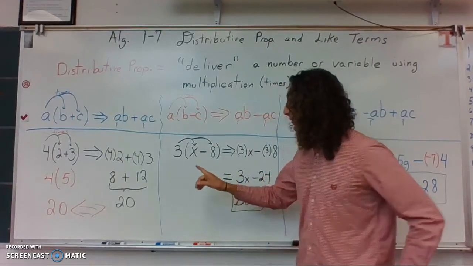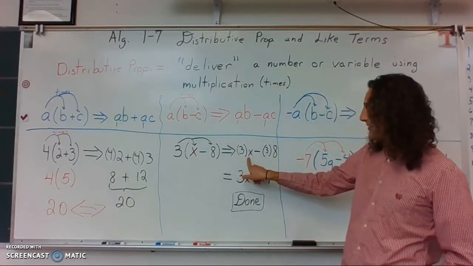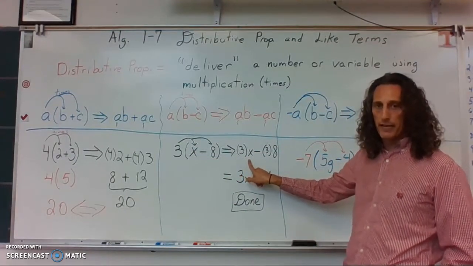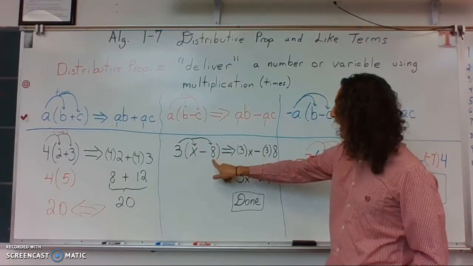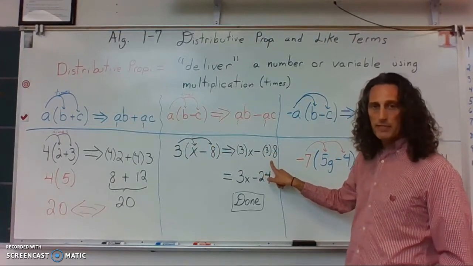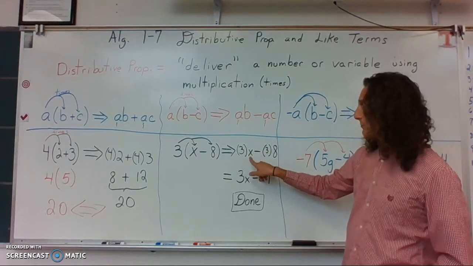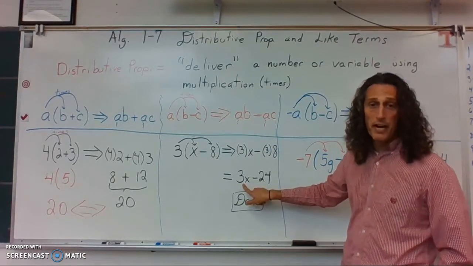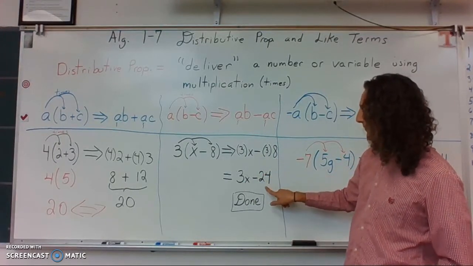So again, what do I do? I take the 3. I distribute it. I pass it out to the x. So I have 3 times x. I put my minus sign, and I go 3 times, and I pass it out to the 8. So there's my minus sign. There's my 3 times 8. So here, when I do the math, 3 times x is just 3x. That means times. Here, we can actually do math. 3 times 8 is 24.